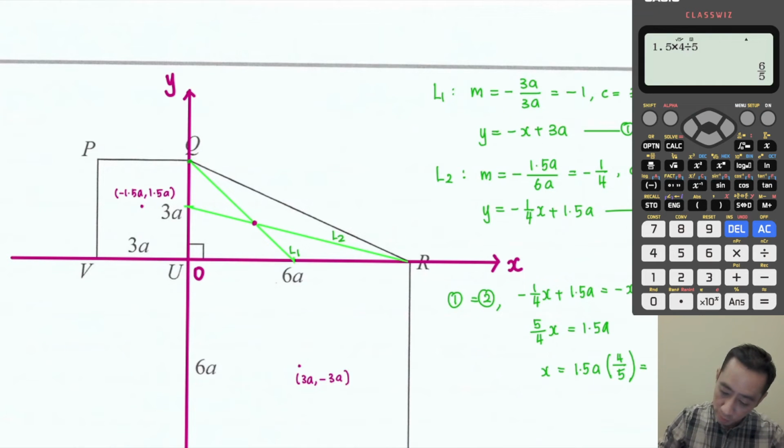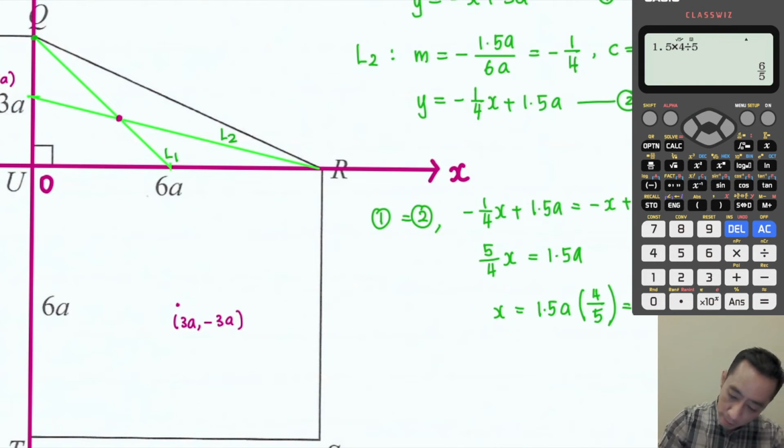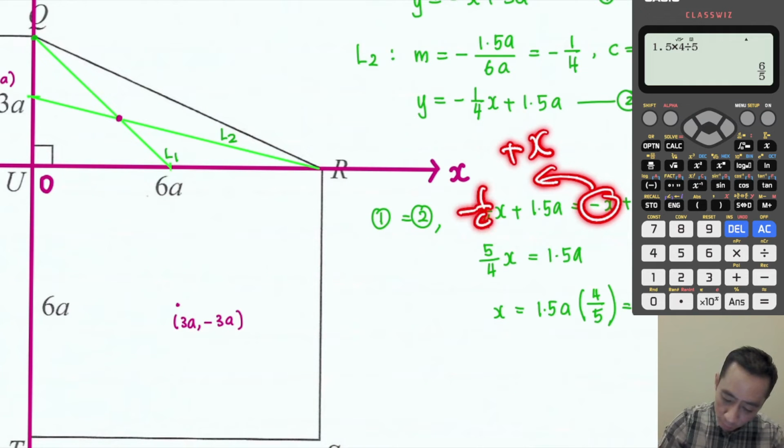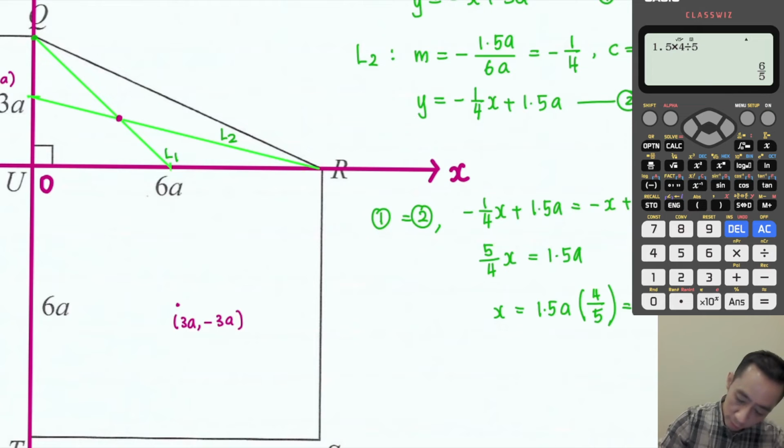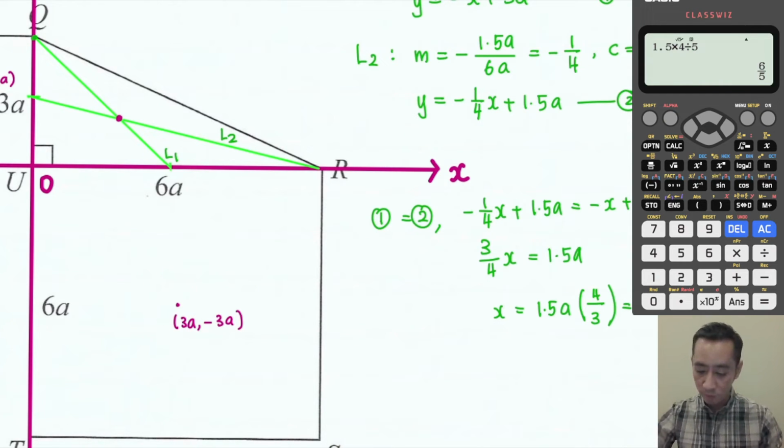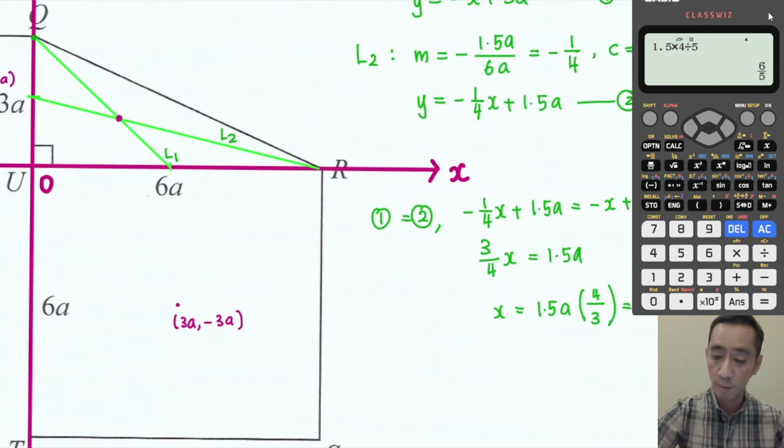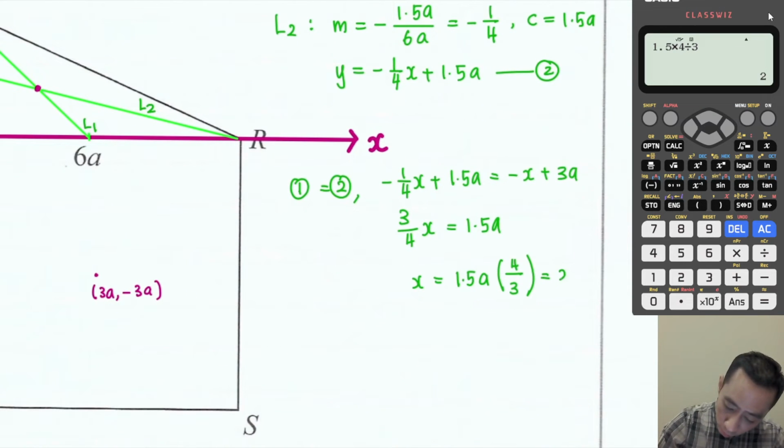Okay, sorry, there is a small mistake here. Minus x, I bring over here and it becomes plus x. So minus 1 over 4 x plus x is 3 over 4 x instead. Sorry for this. So this is 3 over 4, which means 4 over 3 here. So 1.5 times 4 over 3 is 2. So x is 2a.